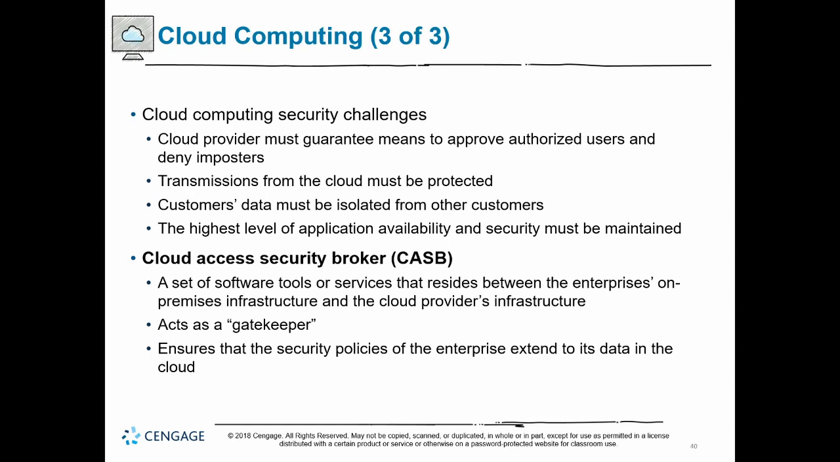And then CASB, Cloud Access Security Broker. It's a set of software tools or services that reside between the enterprise on-premise infrastructure and the cloud provider's infrastructure. It acts as a gatekeeper. It ensures the security policies of the enterprise extend to its data in the cloud. Essentially, to summarize, it looks at the data that's being transferred back and forth and ensures that it's meeting your organization's policies, right?